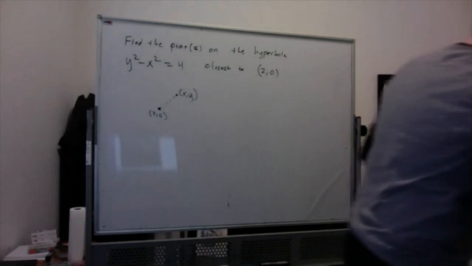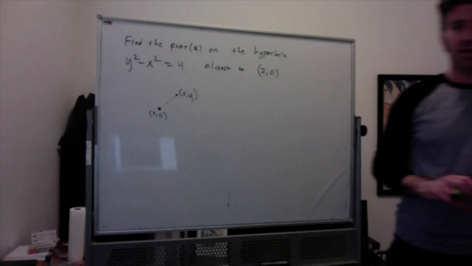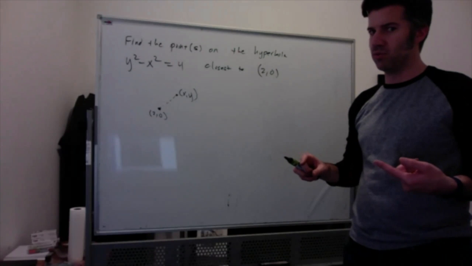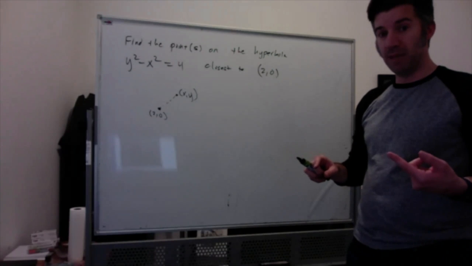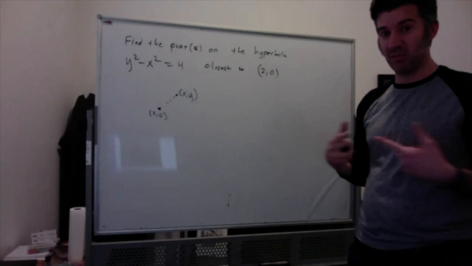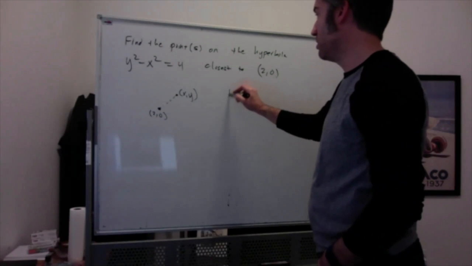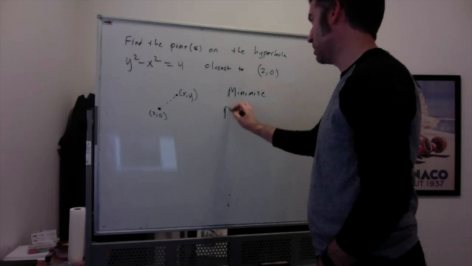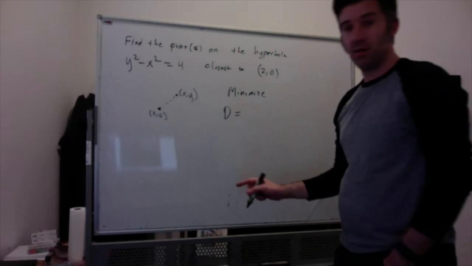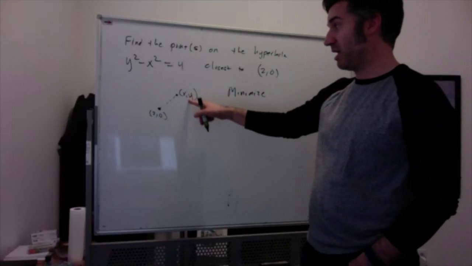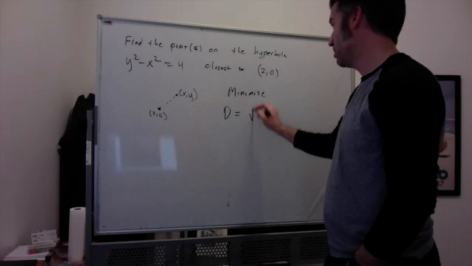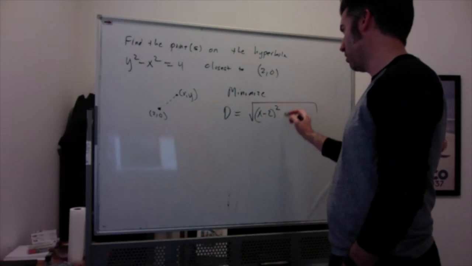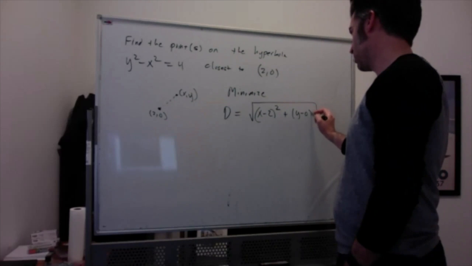So if you're trying to find the point that's closest to a certain point, what are you actually trying to optimize? You're trying to minimize the distance between the points. So we're trying to minimize the distance, which is equal to, if I'm going, the distance between xy and 2, 0, it's the square root of x minus 2 squared plus y minus 0 squared.